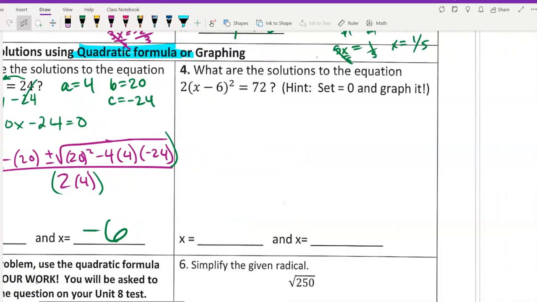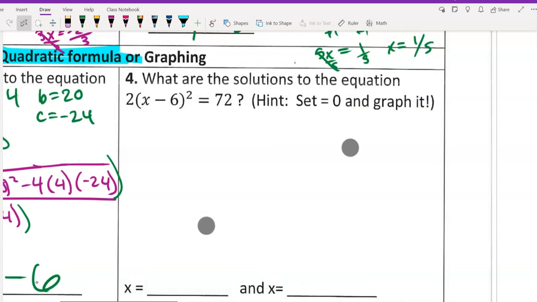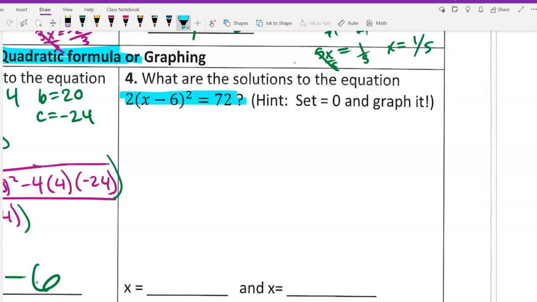All right, now we're going to tackle number 4. This one says, what are the solutions to the equation? This is in vertex form. And that vertex form is always going to be available on your formula sheet, which will be given to you on the test at the start.